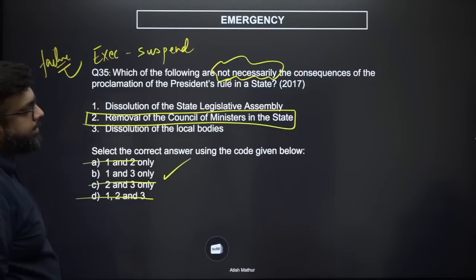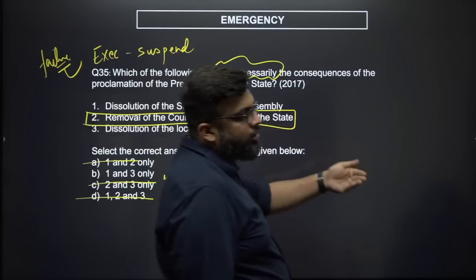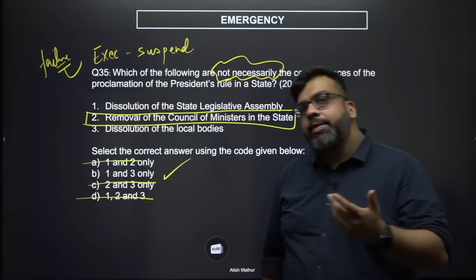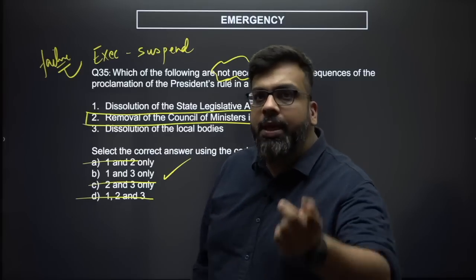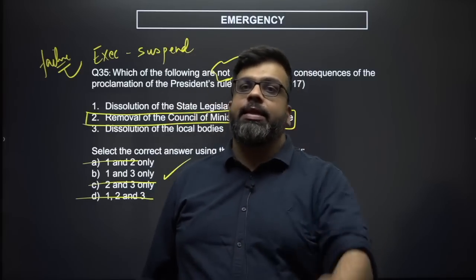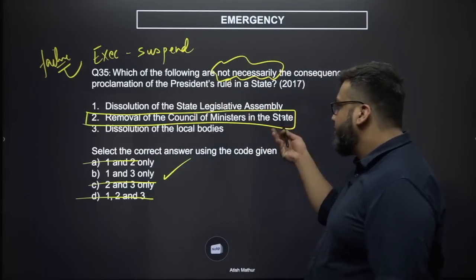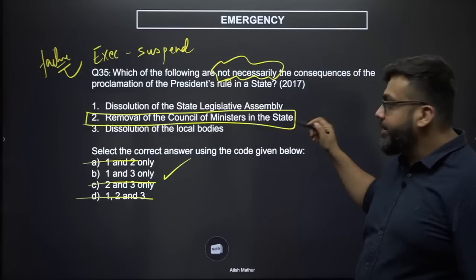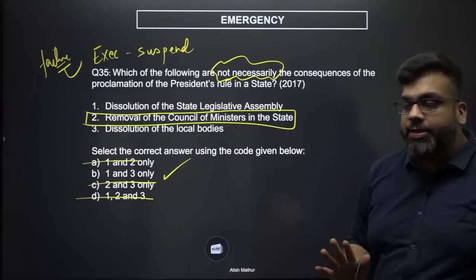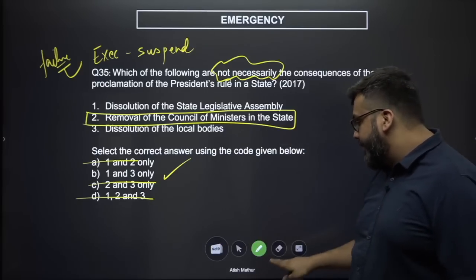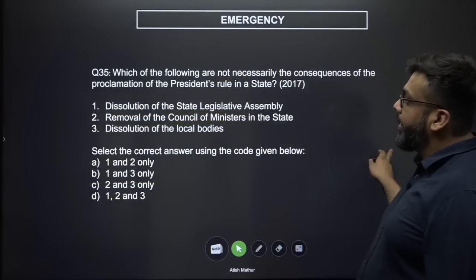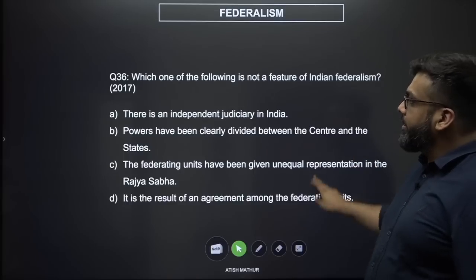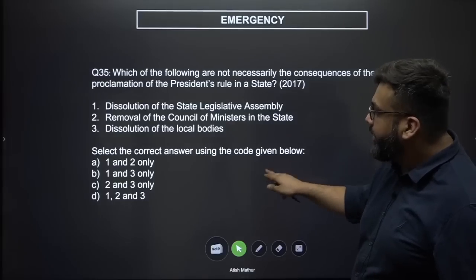You're left with 1 and 3, because failure of the constitutional machinery, a legislative assembly may not necessarily be dissolved, but the executive would necessarily be suspended. So that is your option. This is not necessarily, this is necessarily. This is a sure shot implication of Article 356. All right. Now, third is the answer B. Let me check. Yes, it is B.